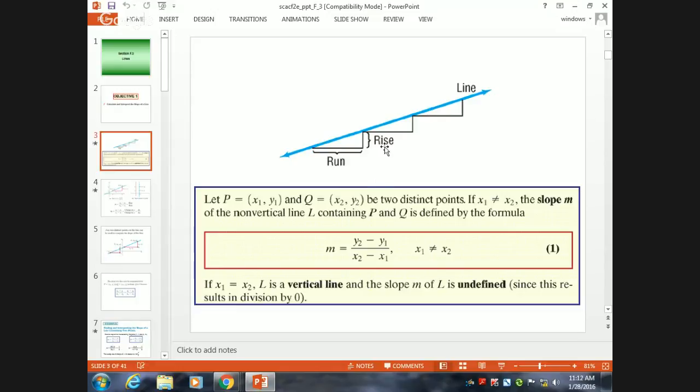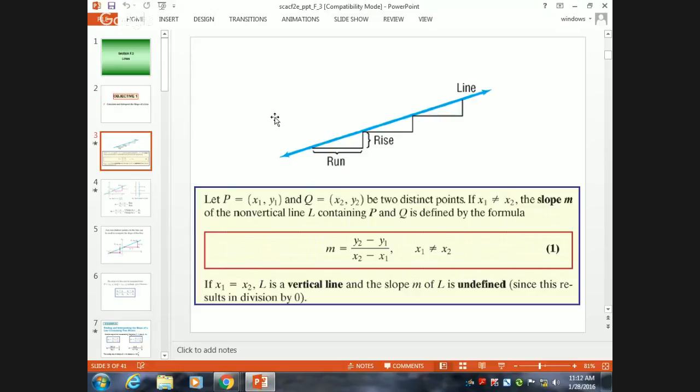The steeper the line gets, the higher the slope gets. The gentler the line gets, the lower the slope gets to a point. Then if it starts going downhill, slope becomes negative. And the steeper the slope gets, the more negative the slope gets. Okay? We'll have another chance in some of the later slides to see that.